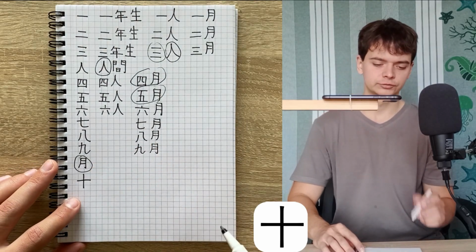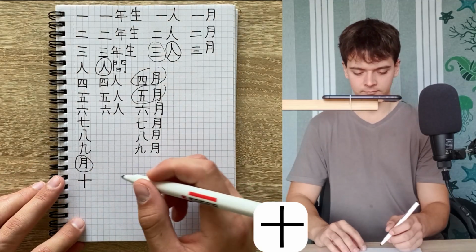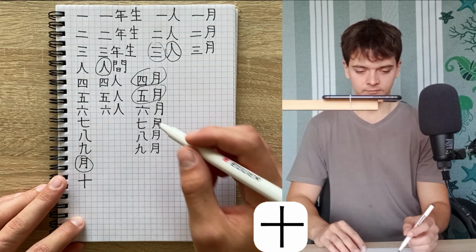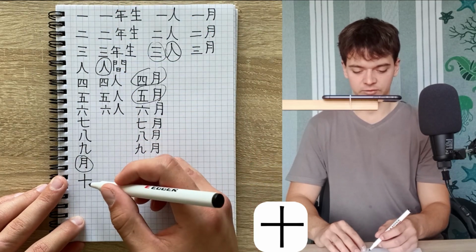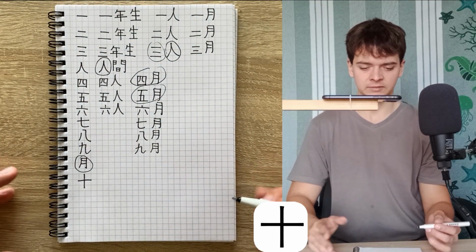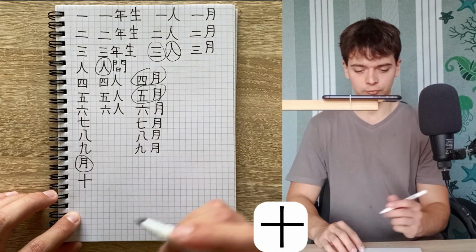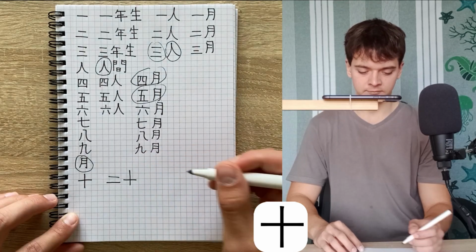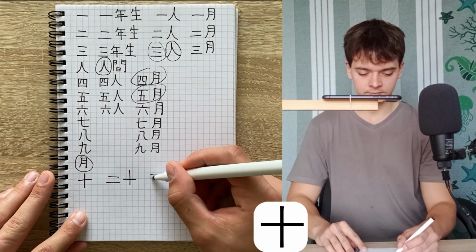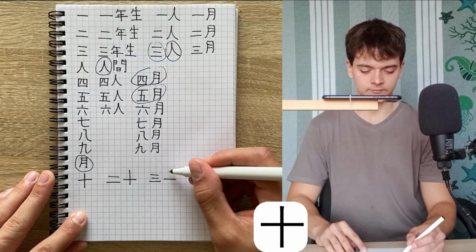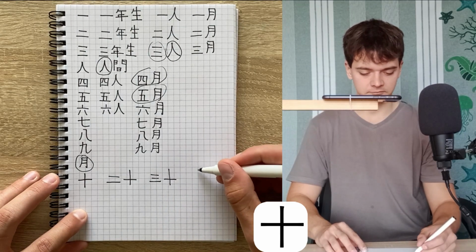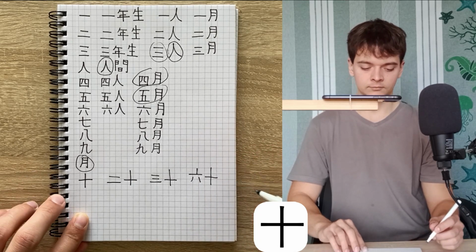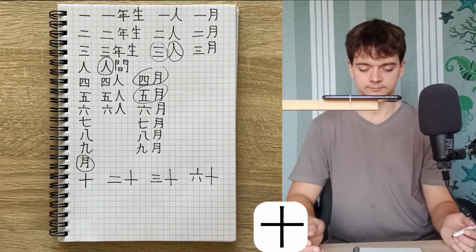Ju. Ju means 10. We can use it with any of these number kanji, aside from 1, because we can't say 110, we can only say 2 10s to say 20. Niju or Sanju, 3 10s, so 30. Rokuju, 6 10s, so 60.